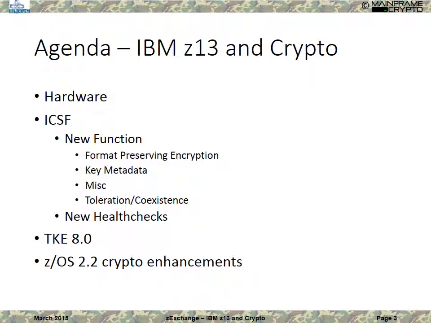The agenda for today is we'll start out by talking about the new hardware that's going to be available, the Z13 and the new crypto card. Then we'll talk about the new version of ICSF that's going to be available to exploit the card. There are some new capabilities within ICSF that aren't particularly tied to the hardware, so we'll talk about some of those. There is a new TKE, a new Trusted Key Entry workstation, so I've got a slide or two about that. And then, as I mentioned before, some of the z/OS 2.2 crypto enhancements that are mentioned in the z/OS 2.2 preview announcement. So let's go to slide 4.